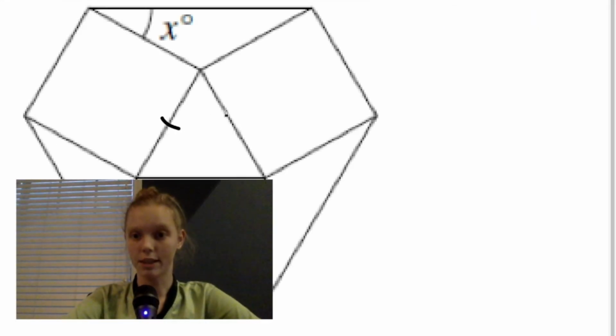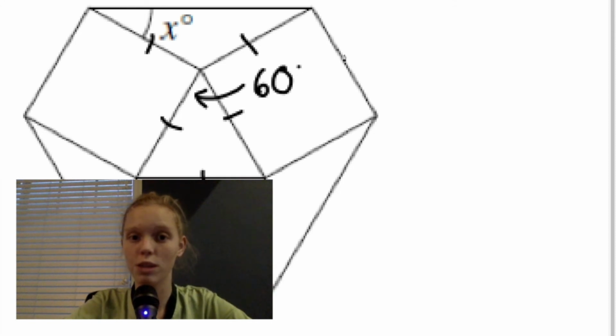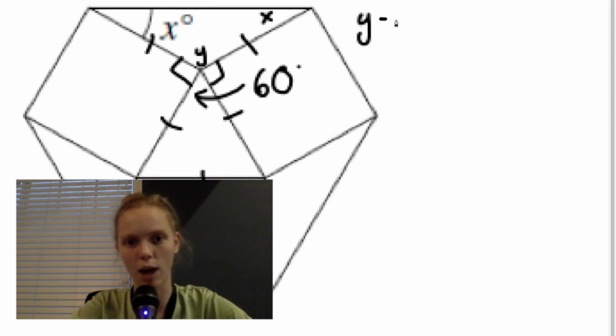Begin by realizing that all of these sides are congruent because it's an equilateral triangle and squares. Next, because it's an equilateral triangle, we know that this angle is 60 degrees, and obviously both of the corners of the squares are 90 degrees. This is an isosceles triangle at the top, so both of the base angles are the same, and we'll give the third angle a value of y.